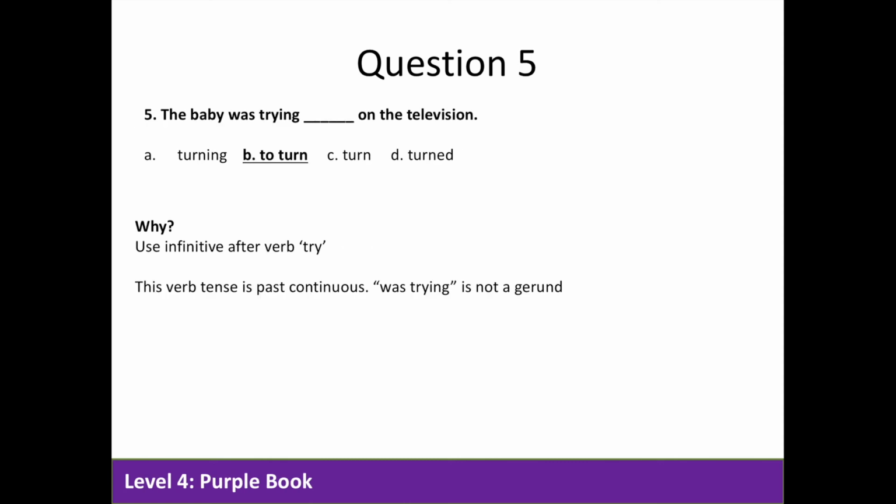Question 5. The baby was trying blank on the television. You'll remember from previous slides that we can use the infinitive after the verb try. The verb tense is the past continuous, so was trying is not a gerund. We'll need to turn on, so the correct answer is to turn.